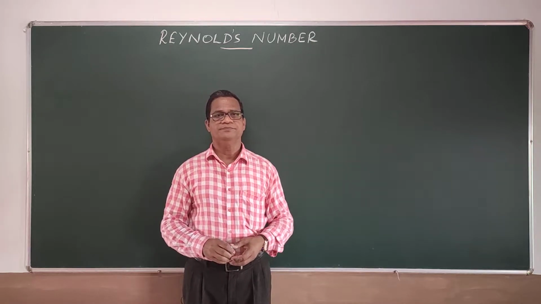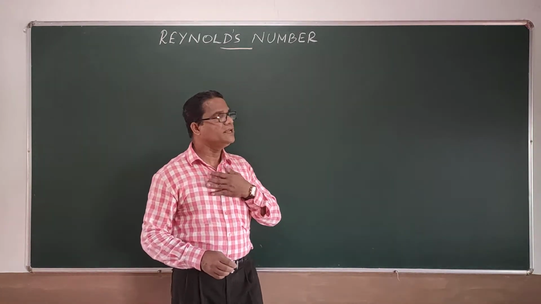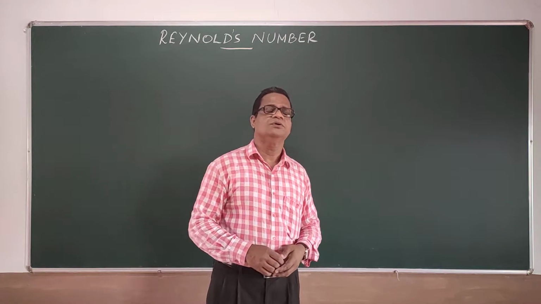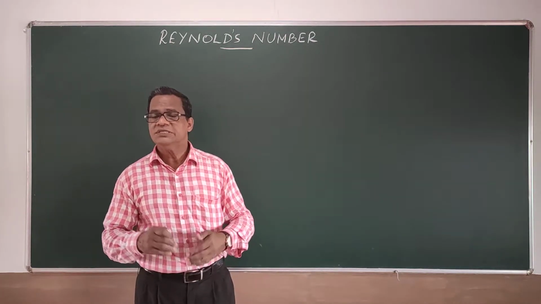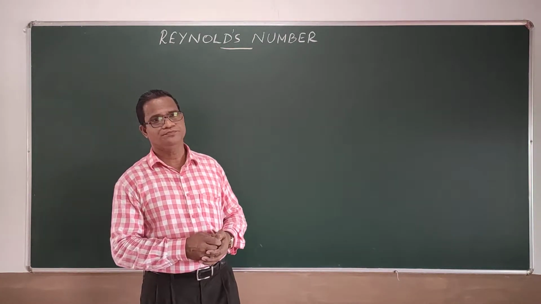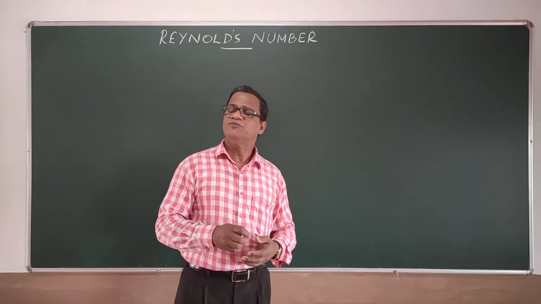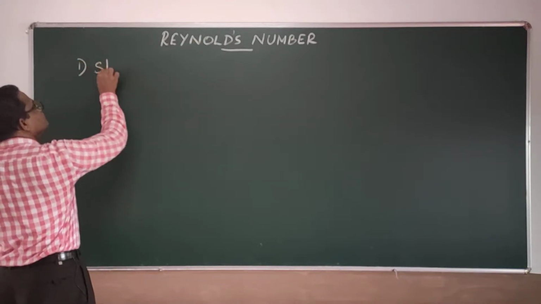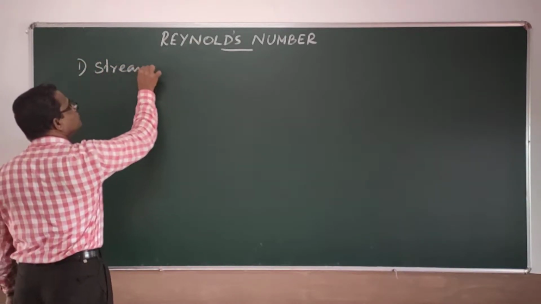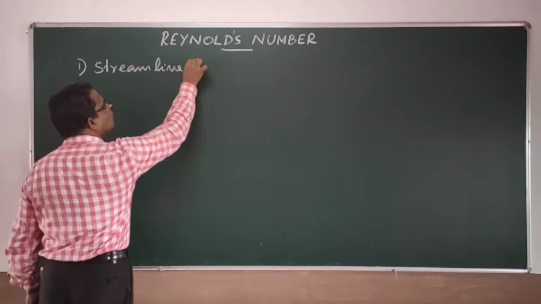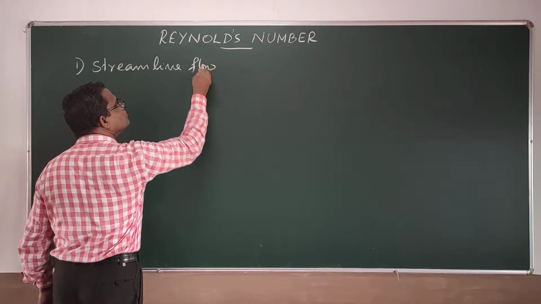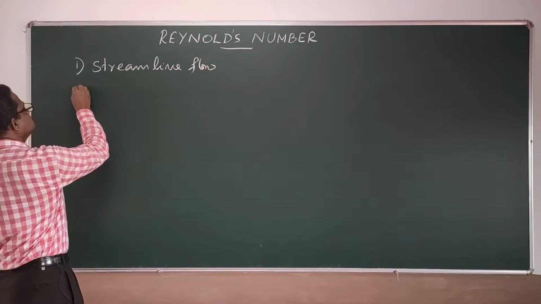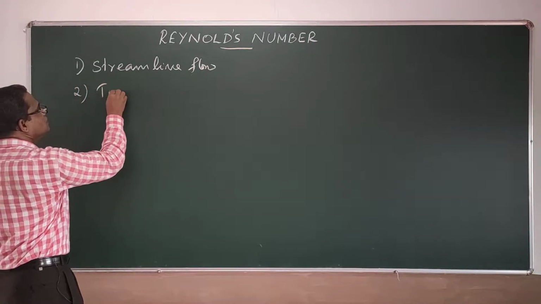Reynolds number. This is a number which is used for distinguishing the type of flow. The types of flow are: one, streamline flow, and the other, turbulent flow.